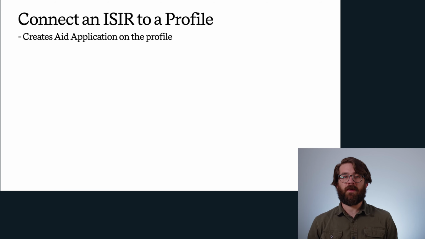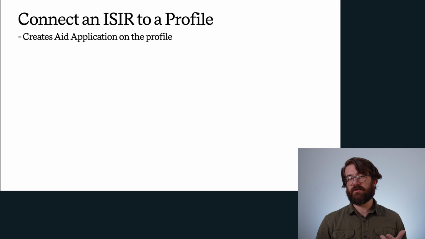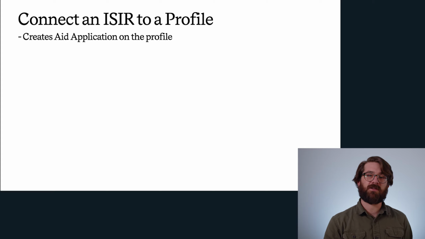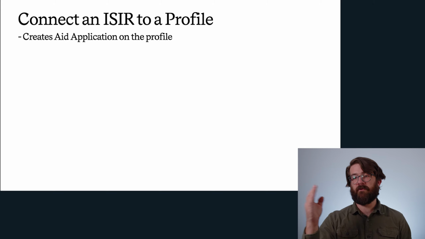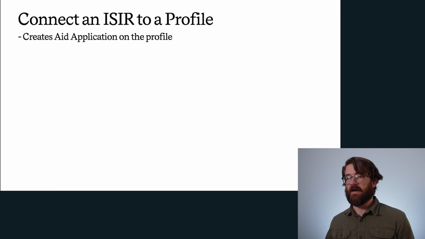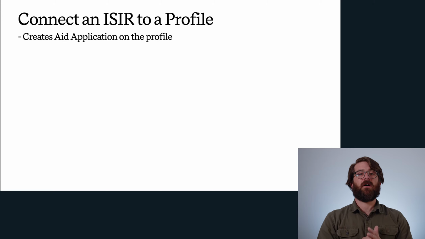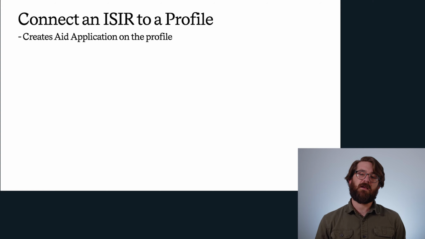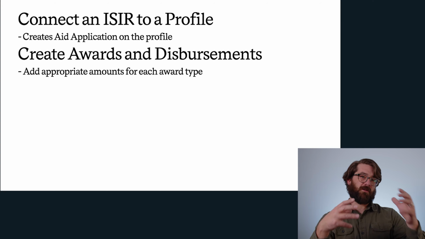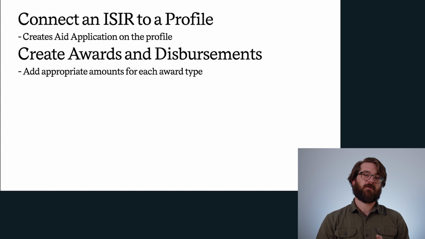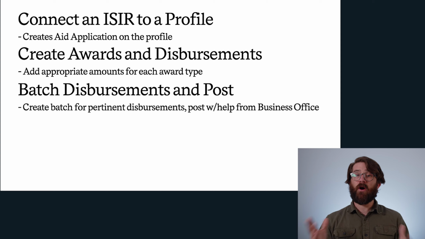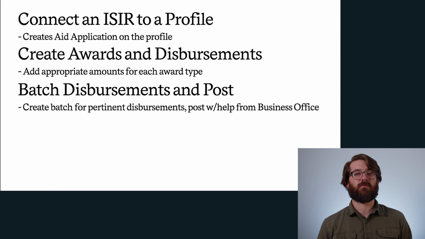So we went through connecting an ISIR to a student profile, which creates an aid application, got that aid classification hooked up there as well to provide the cost of attendance. The ISIR brings the EFC on there, so we get the correct remaining need for a student. Then we go and create those awards and disbursements. We batch those disbursements through and then post those amounts to student profiles.